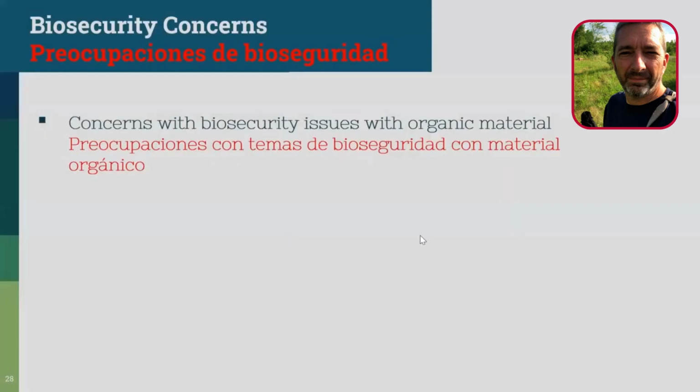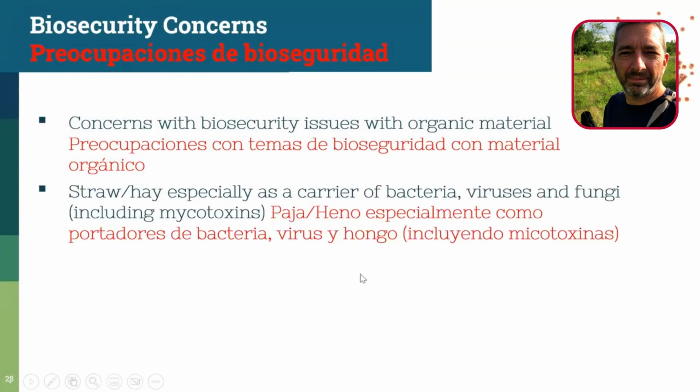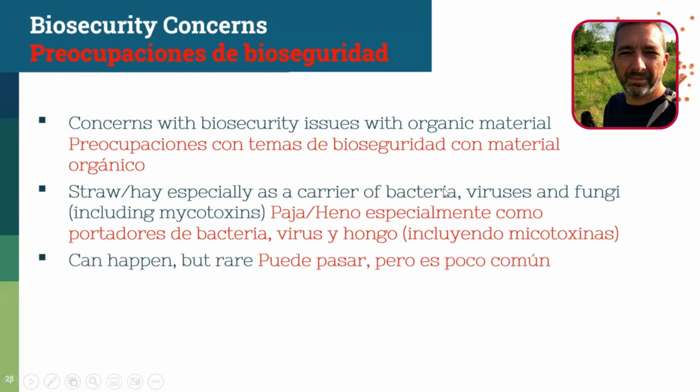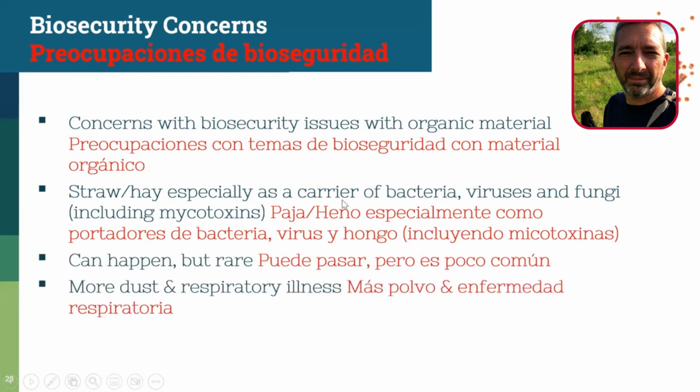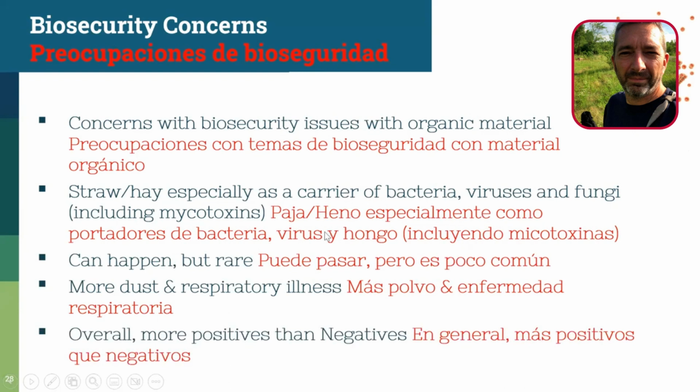Because one of the big concerns with putting in organic material is that of biosecurity. Certainly it is possible that straw and hay especially could come in as a carrier, and there are also mycotoxins within that. You can test for mycotoxins before putting it in. Honestly, it can happen, but it is rare. There may well be a bit more dust in facilities with straw for sure, maybe some respiratory illness. But overall, there are much more positives than negatives for using this type of enrichment.